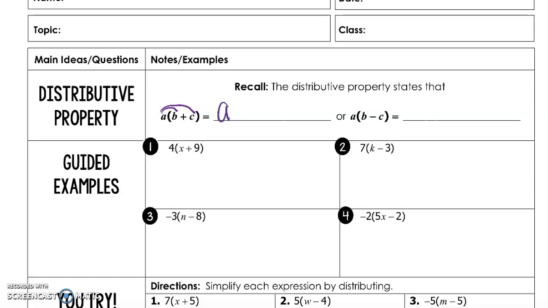So you're going to do A times B plus A times C. You have to multiply through to both things. Same as if it's subtraction, you'll just have A times B minus A times C.